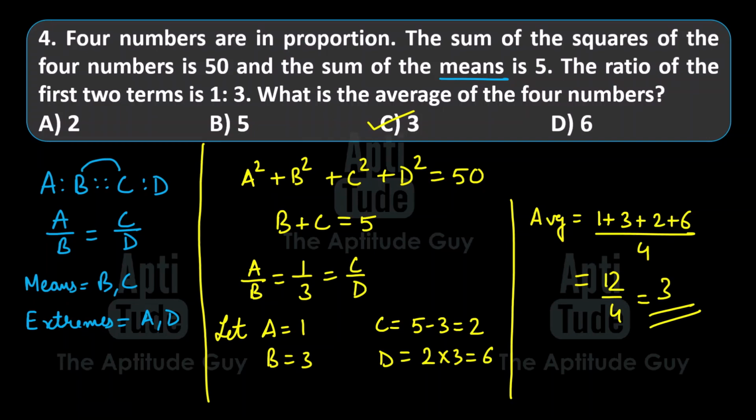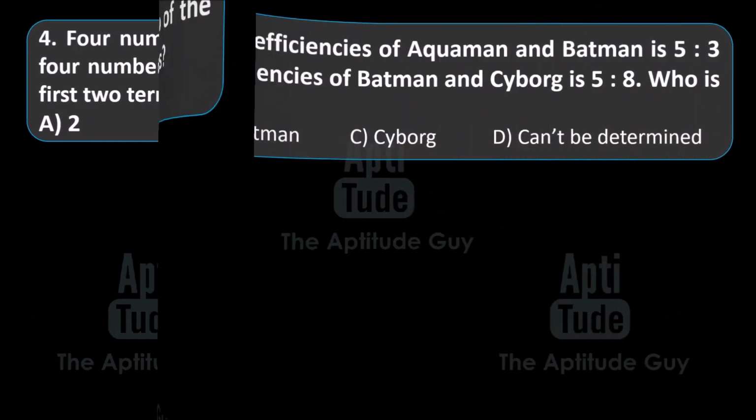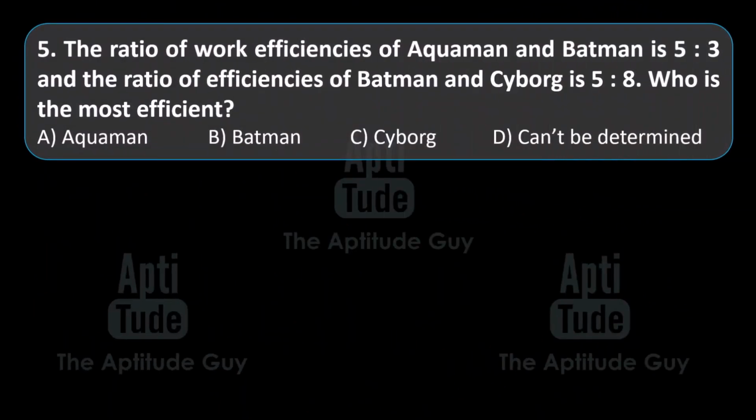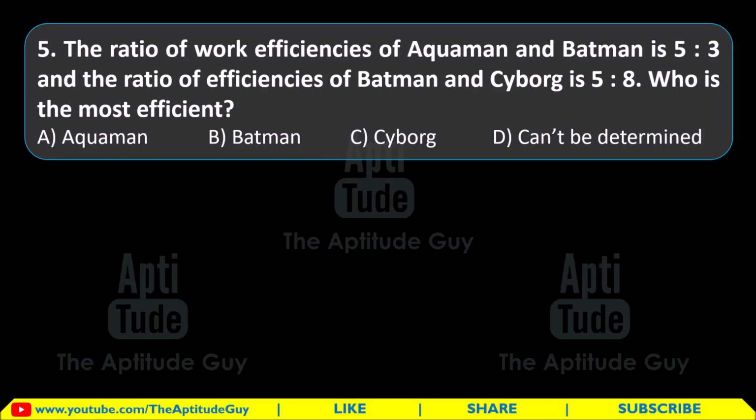Okay, so it's not a very simple question, but not a very heavy question either. Any doubts that you have here, first watch the solution again. If you still have some doubts, definitely drop them in the comments. Alright, let's move on to the next question. Question number 5. Take your time, pause the video, try to solve it, and then come back.